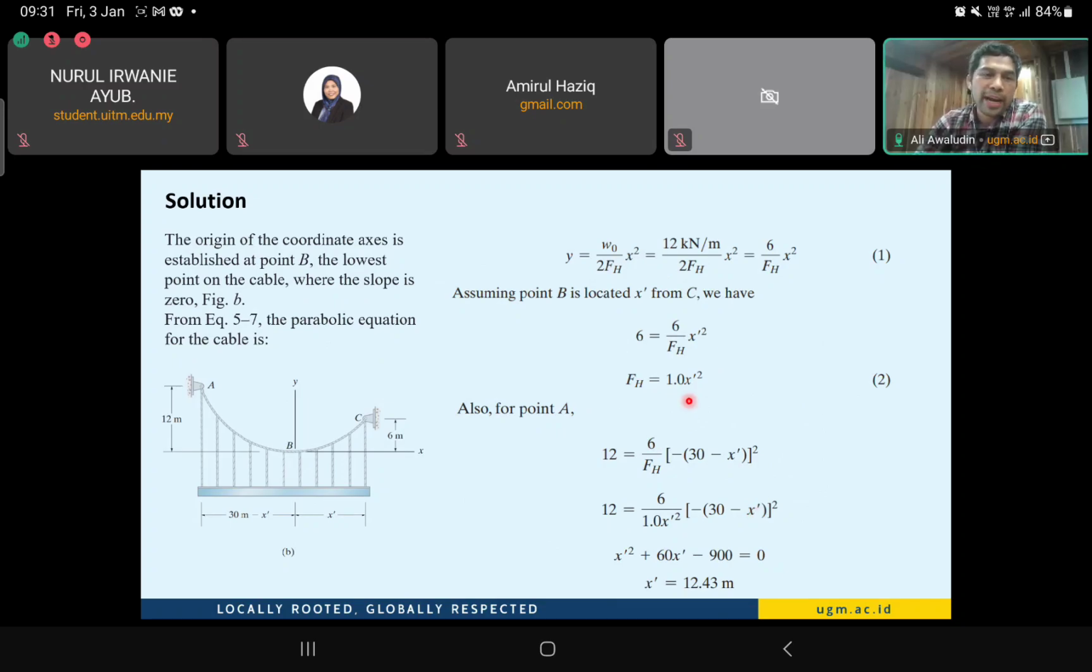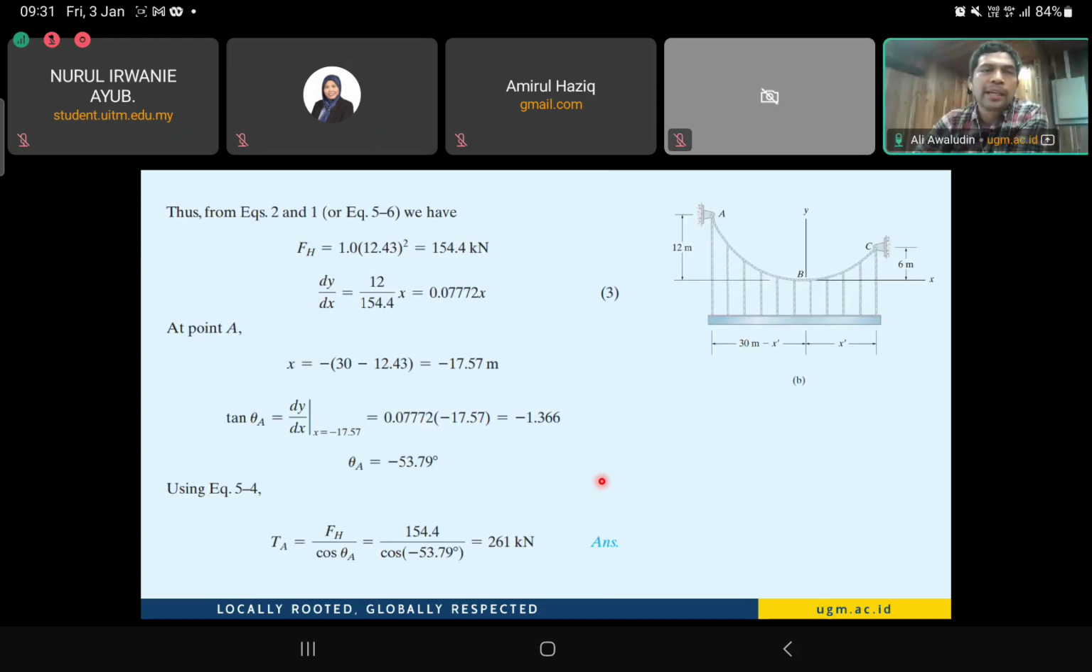We already have the distance x prime, and we also have h equal to 6 meters. Then we can finally come to the tension forces. Here we can find the tension force in the cable at point A to B equal to this number. Here theta A is equal to the 261 kilonewton for the tension force.